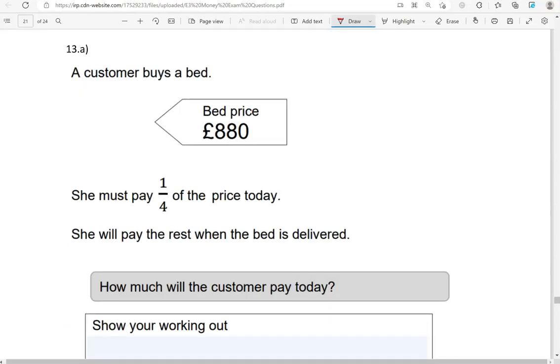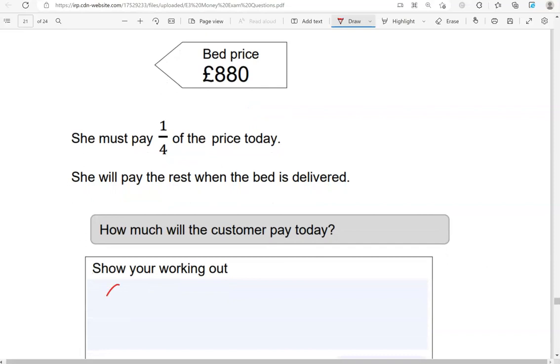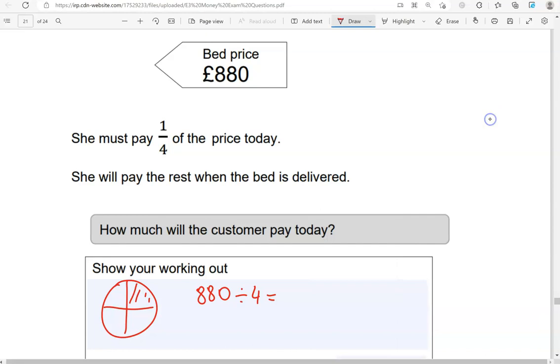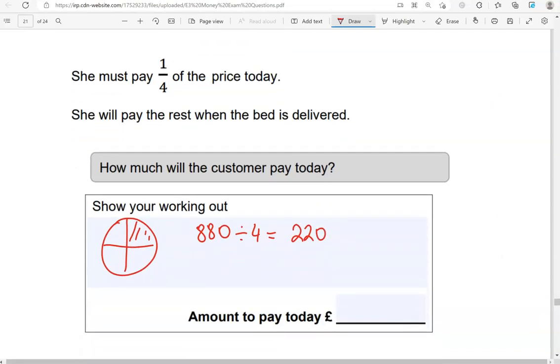A customer buys a bed. Bed price £880. She must pay a quarter of the price today. She will pay the rest when the bed is delivered. How much will the customer pay today? So it's a quarter. Quarter looks like this. So we're going to divide 880 by 4. Which is 220. So she will pay £220 today.